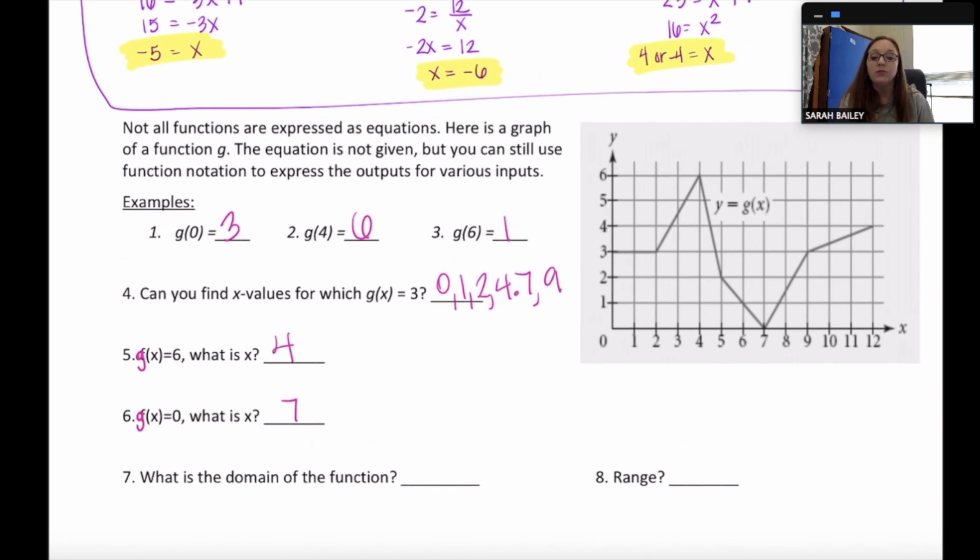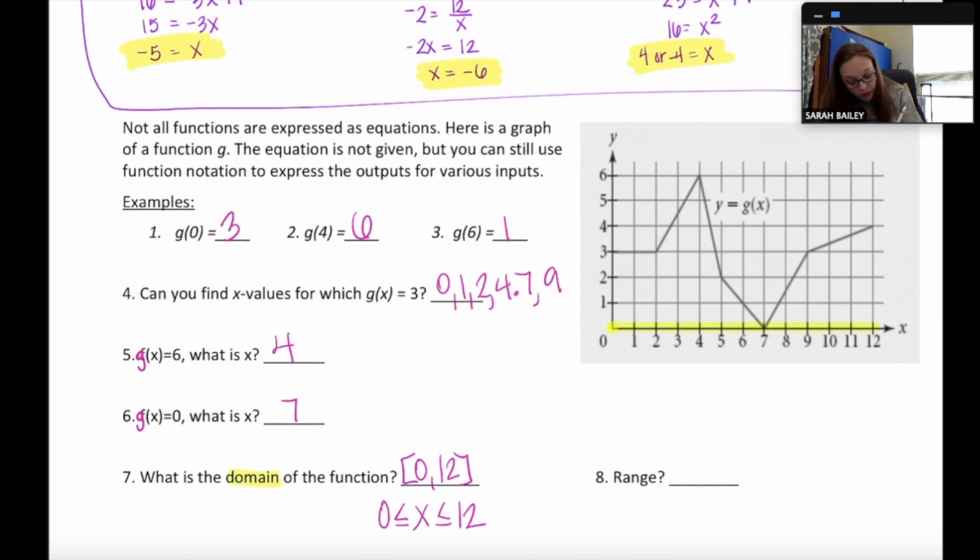All right, problem 7, what's the domain of this function? So remember, when we talk about domain, we're talking about all the possible x values, which is from here to here. So we could say the domain goes from 0 to 12. If I write that in interval notation, it would look like this. I need a bracket around the 0 and the 12 because those are both definite values. If I write it using the inequality, it would be 0 less than or equal to x less than or equal to 12.